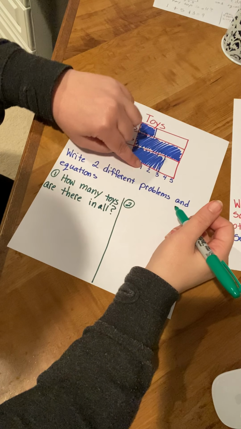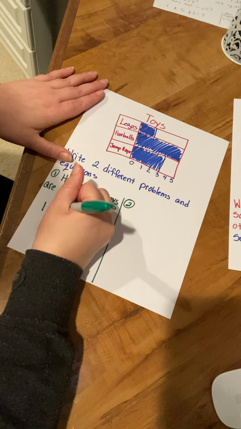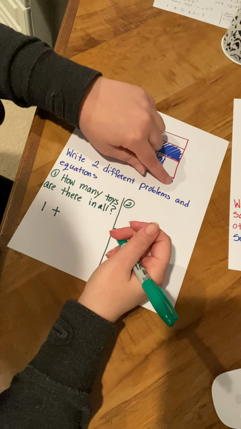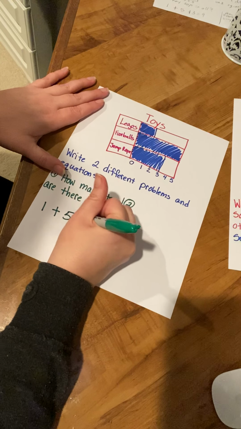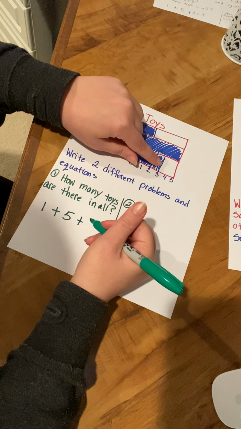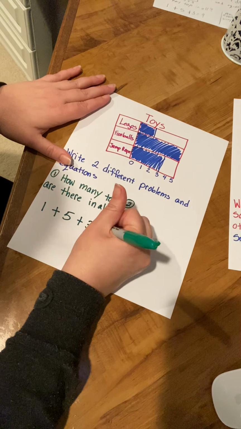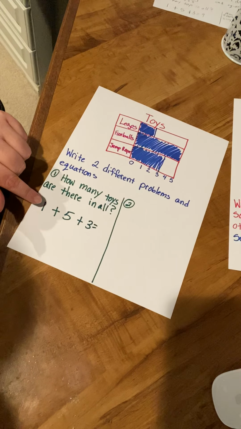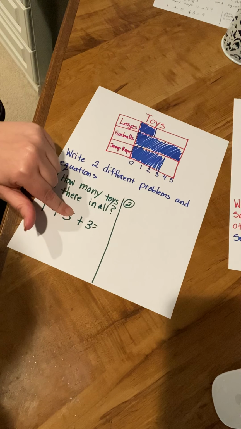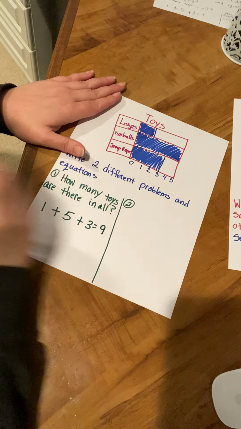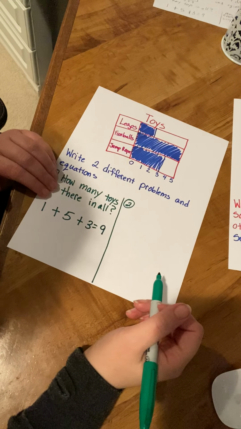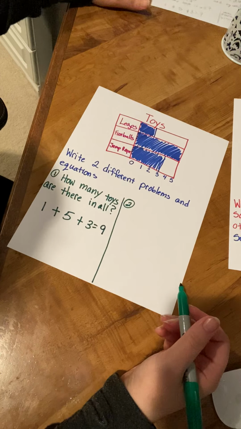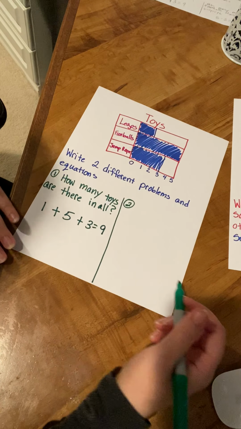Legos, go to the end, follow it down. 1. Remember, in all tells me to add. Footballs goes to the very end. 5. Jump rope. 3. 1 plus 5 plus 3. Well, I know 1 plus 5 is 6 and 3 more is 9. So there is my problem. Here is my equation. Now I have to think of a different one. What else could I ask?